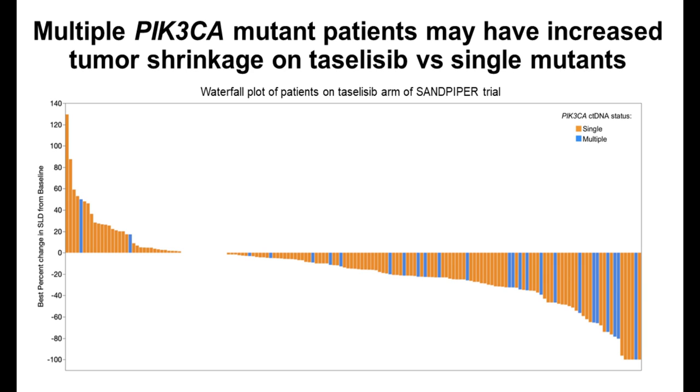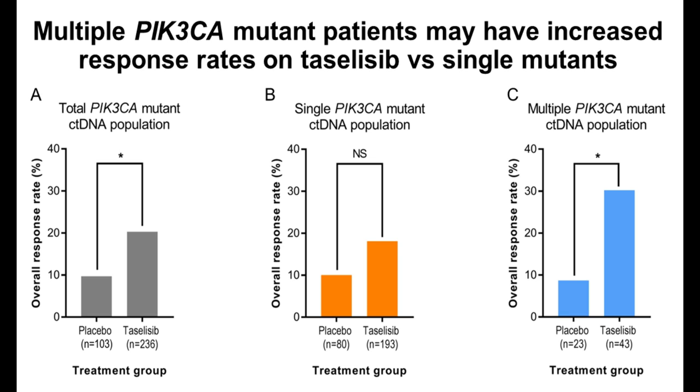Again, this drug did not move forward in the drug discovery process due to increased toxicity. And then looking at the colors, we can see that multiple mutant patients shown in blue have more increased tumor shrinkage compared to single mutant patients shown in orange. And this is quantified in these bar graphs.